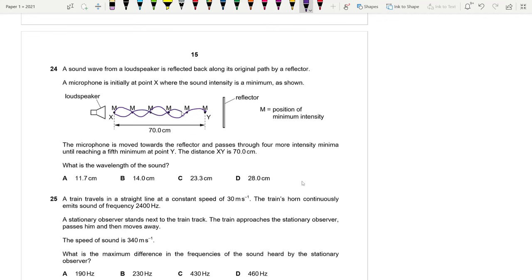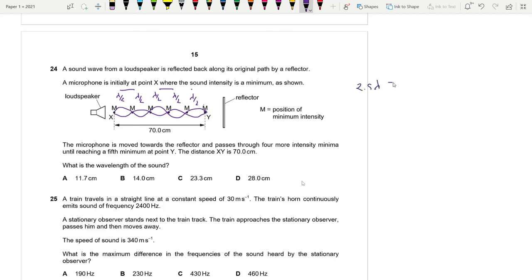The minima are basically nodes because there's zero amplitude, okay? So hear me out. Basically, node to node is lambda by 2. This is lambda by 2, lambda by 2, lambda by 2, lambda by 2. So this is 1 lambda, 2 lambda. What about this? 2.5 lambda, okay?